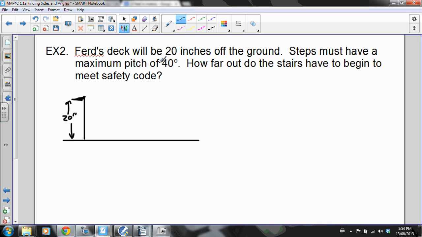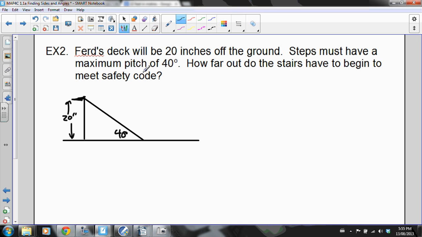And they are supposed to have a maximum pitch of 40 degrees. So the steps are going to go up to the deck at a maximum angle of 40 degrees. So that, to me, says that that angle there is 40. I don't know much about construction, don't know much about pitch, but I'm pretty sure that's 40 degrees right there. And the steps are going to go in there, but we don't really care. It's just the slope of the steps that's supposed to be at that angle.